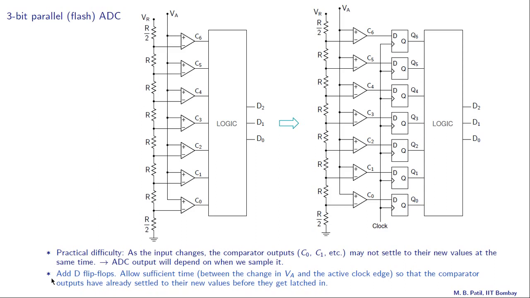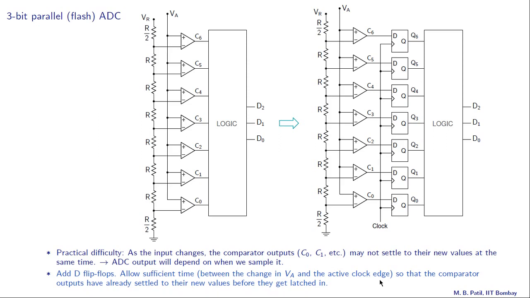And to circumvent that difficulty, what we do is add D flip-flops as shown over here. Allow sufficient time between the change in VA and the active clock edge so that the comparator outputs have already settled to their new values before they get latched in. So what does it mean?